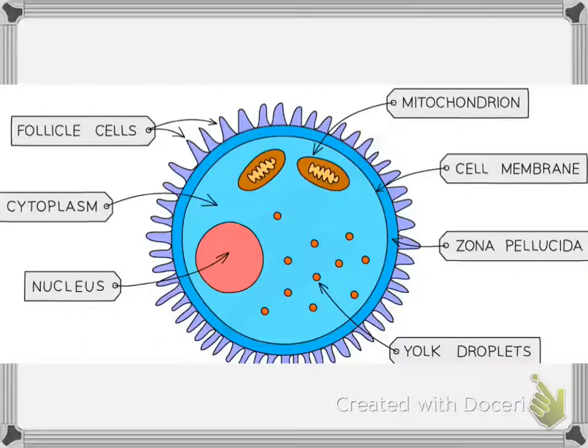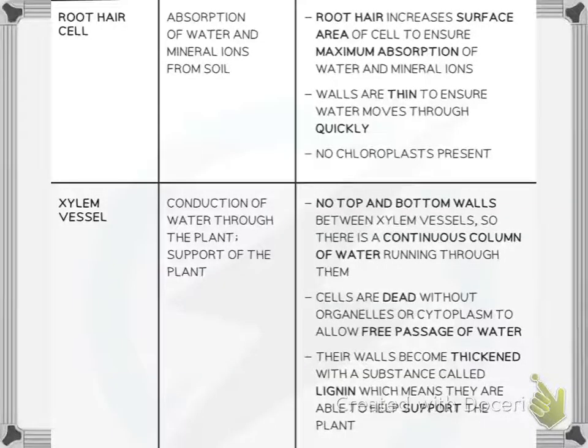This is an egg cell. So this is the mitochondrion. This is the cell membrane. This is the zona pellucida. Then these ones are the yolk droplets. This is the nucleus, the cytoplasm, and these are the follicle cells.